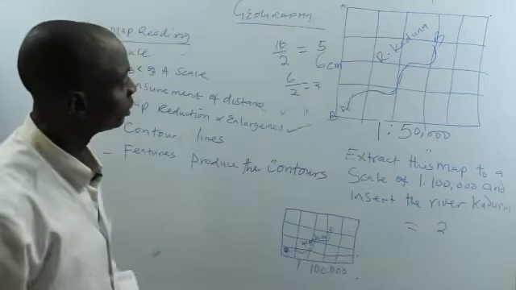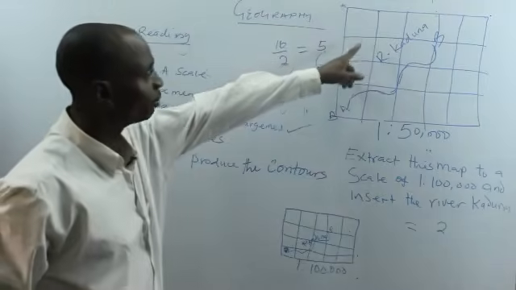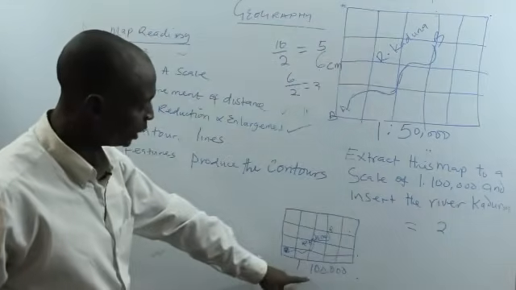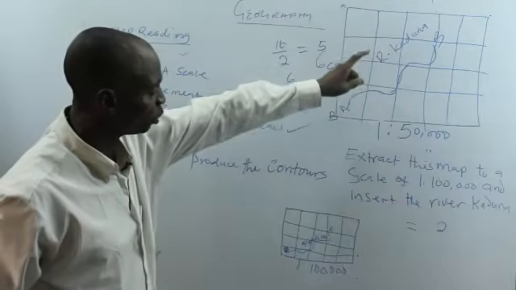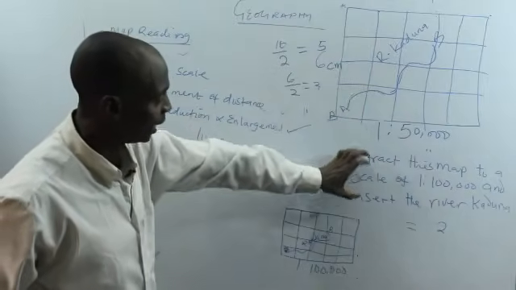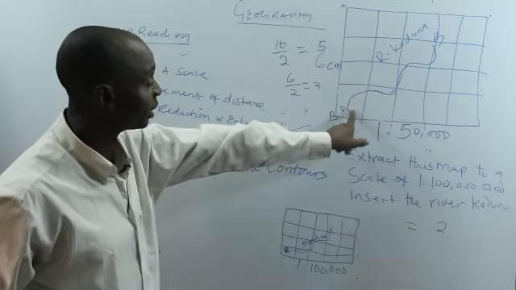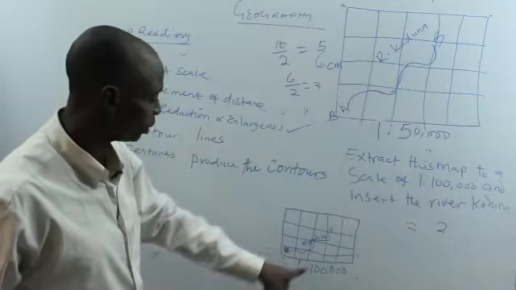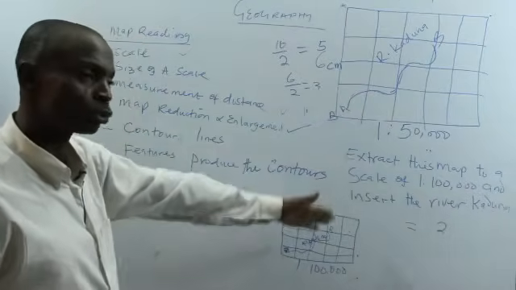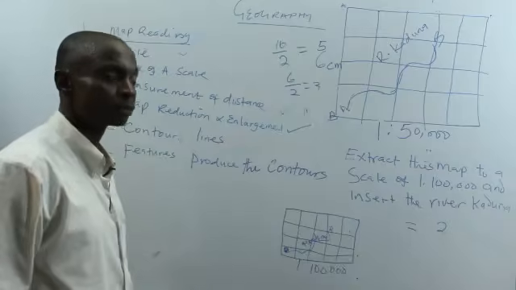You have number 1, reduce the map to a new scale. Number 2, insert the river, river Kaduna from point A to point B. That is it. So that is how to reduce the map.